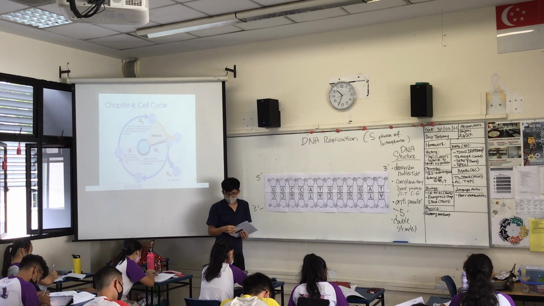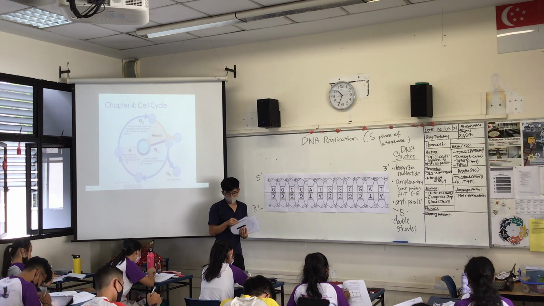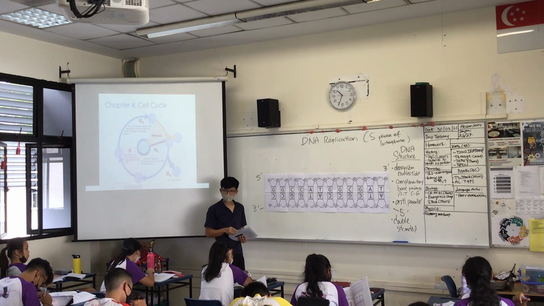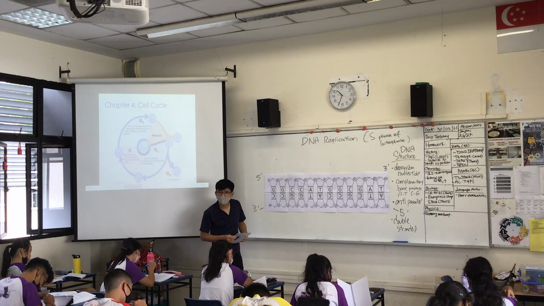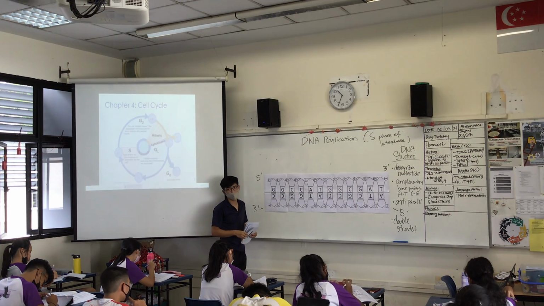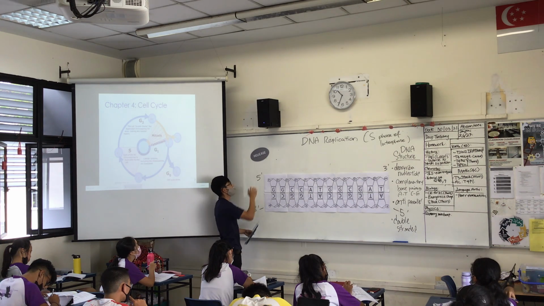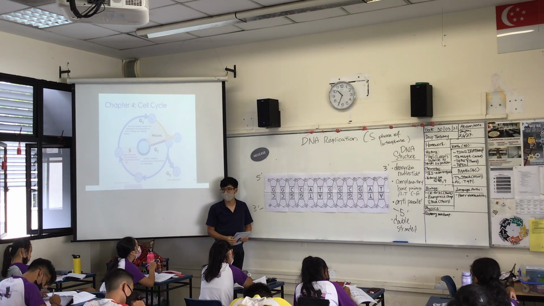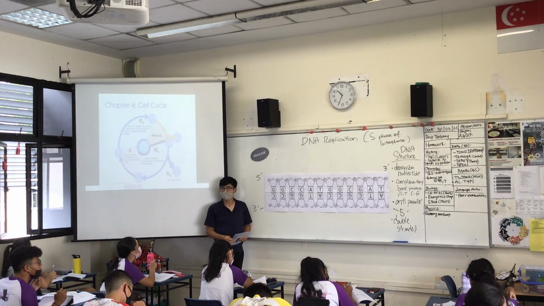Helicase. Based on what you read, please summarize the function of helicase. Okay, it unwinds the double helix. Okay, we have number one enzyme, helicase, which unwinds the double helix. Okay. Next enzyme.